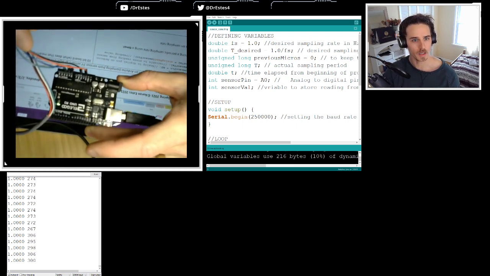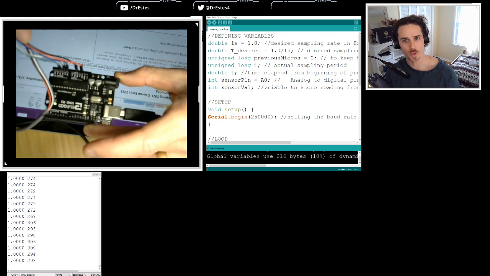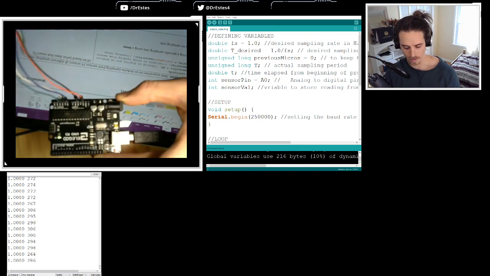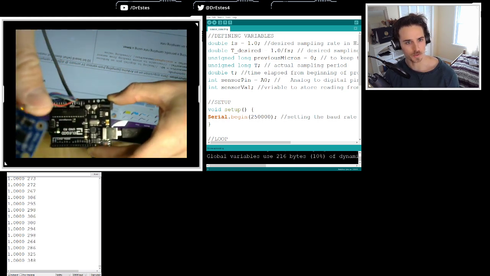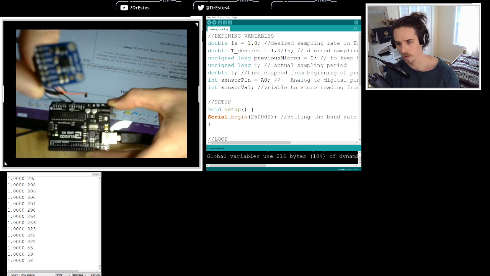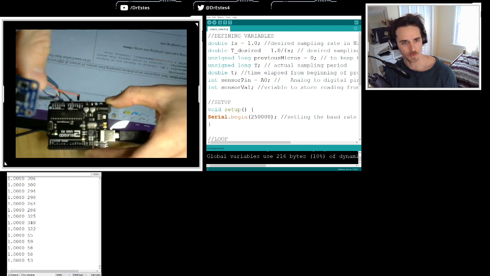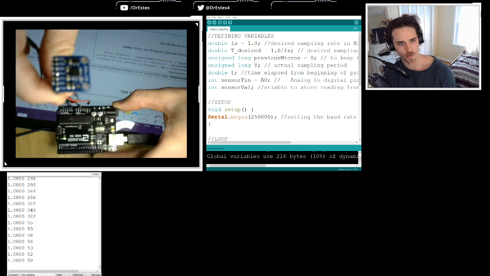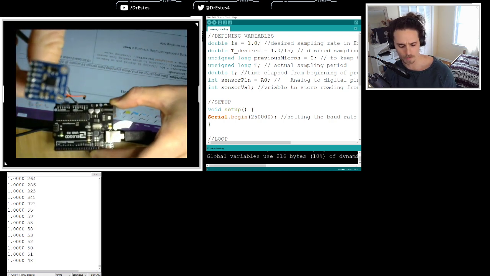Okay, I got an Arduino Uno right here. And you see some wires coming off. What are they connected to? An accelerometer. And this camera doesn't autofocus, I think. So we have a blurry accelerometer in the foreground.